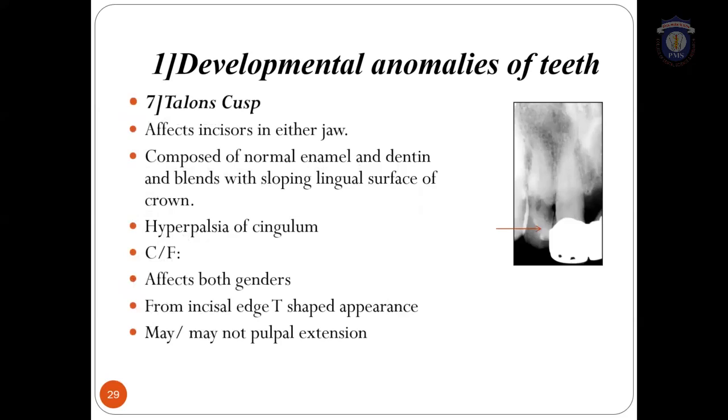Next is the Talon's cusp. It affects the incisors in either jaw, in the maxillary as well as in the mandibular jaw. It is composed of normal enamel and dentine, which blends with the sloping lingual surface of the crown. It can affect both the genders. It is seen at the incisal edge as a T-shaped appearance. Pulpal extension sometimes may not be there.